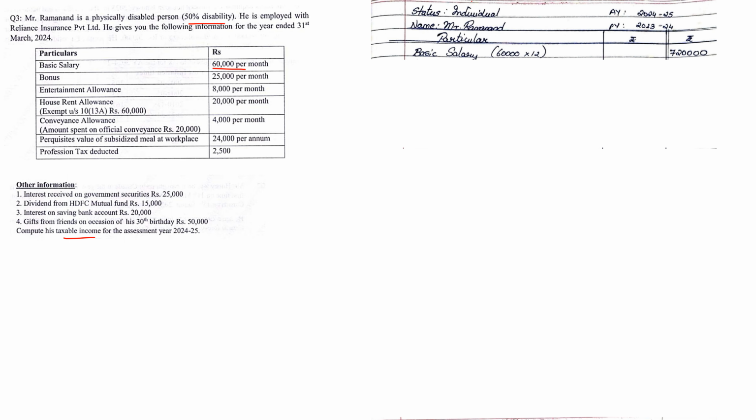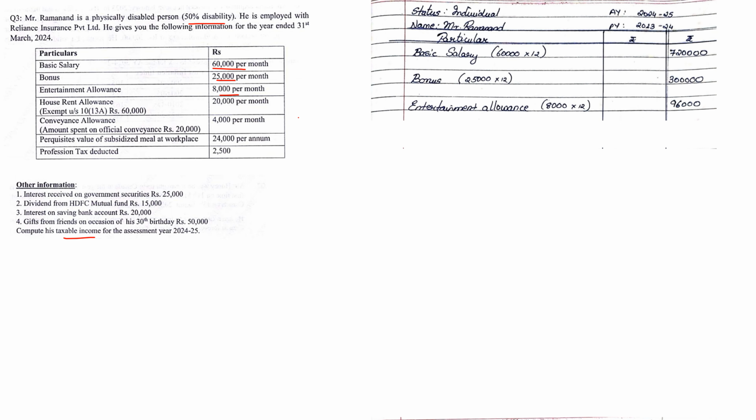So we'll write your status, name, assessment year, previous year particulars. The heading will be computation of net taxable income. First is basic salary, 60,000 into 12, which comes to 7,20,000. Next is bonus, 25,000 a month, so 25,000 into 12 comes to 3 lakh. Entertainment, 8,000 a month, so 8,000 into 12 comes to 96,000.